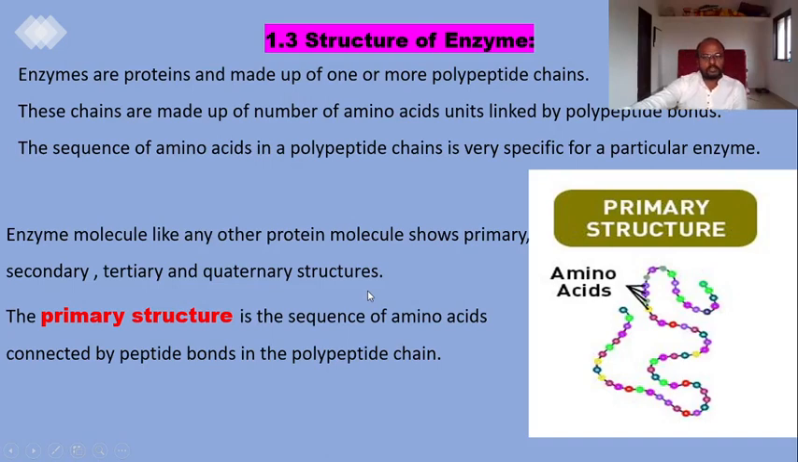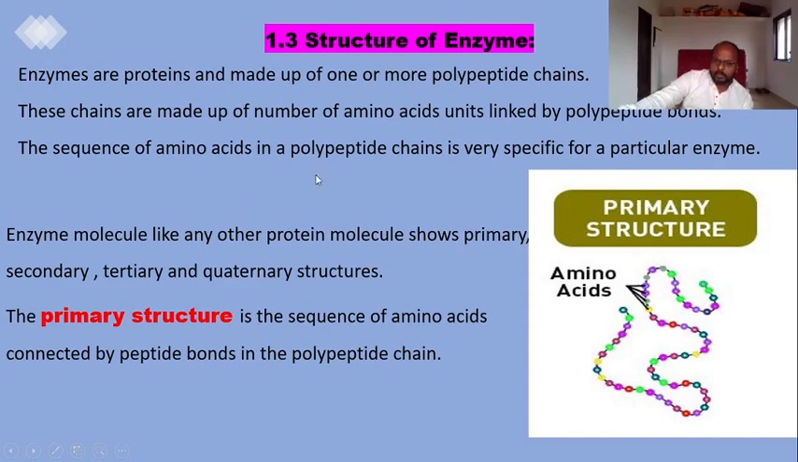Then, the structure of the enzyme. So the enzyme is actually a protein. All enzymes are proteins. Therefore, they are made up of one or more polypeptide chains. The proteins are nothing but building blocks of amino acids. That means the monomers of amino acids are joined together to form a polypeptide chain. These chains are made up of a number of amino acids linked by peptide bonds.